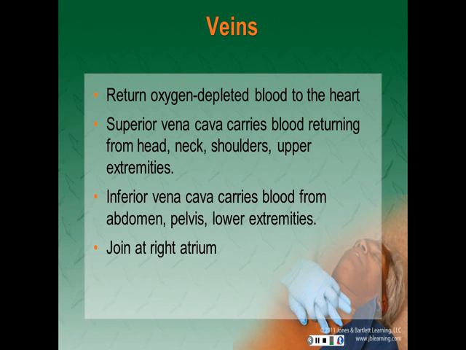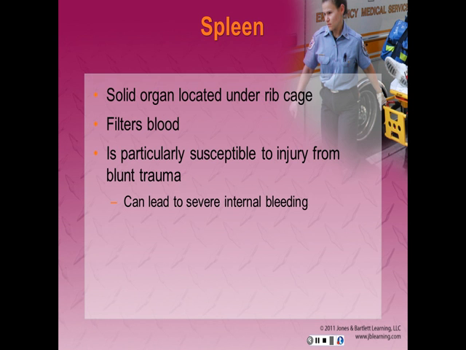Veins return oxygen-depleted blood to the heart. The major veins are the vena cava, and it is two separate sections. The superior vena cava carries blood returning from the head, neck, shoulders, and upper extremities, and the inferior vena cava carries blood from the abdomen, pelvis, and lower extremities. These two veins connect and join at the right atrium.